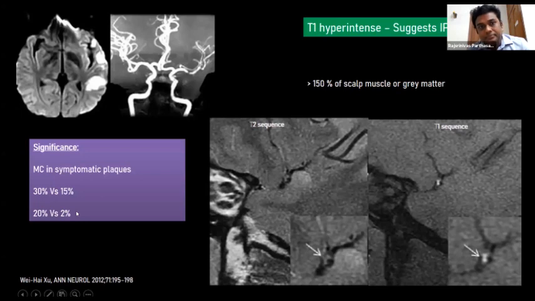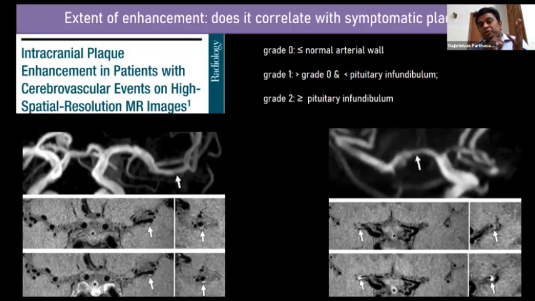Now that we have discussed what you should look at: T2, and T1 pre-contrast, look for brightness, which signifies there is a hemorrhage. Now coming to extent of enhancement, they're graded as follows. Grade 0 is normal arterial wall enhancement. You compare it with the pituitary infundibulum. The pituitary infundibulum enhances avidly post-contrast. So if the enhancement is as much as the pituitary infundibulum, then it's a grade 2 enhancement. If there is no enhancement, it is grade 0. And anything between grade 0 and grade 2 is grade 1 enhancement.